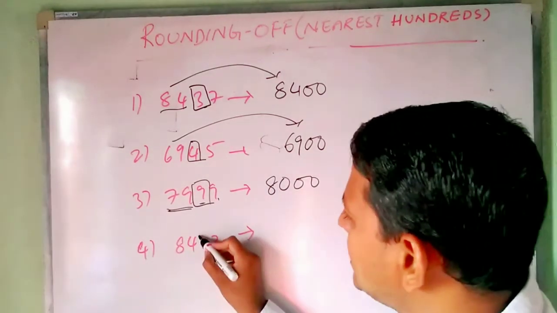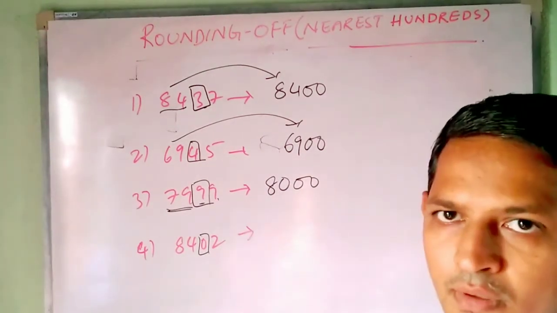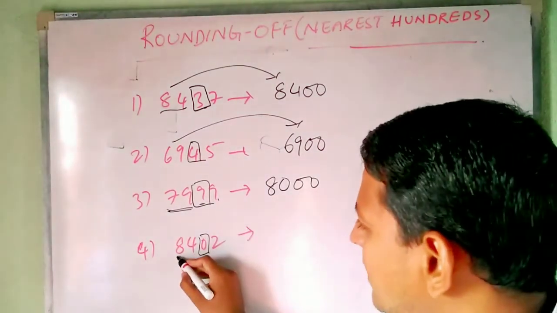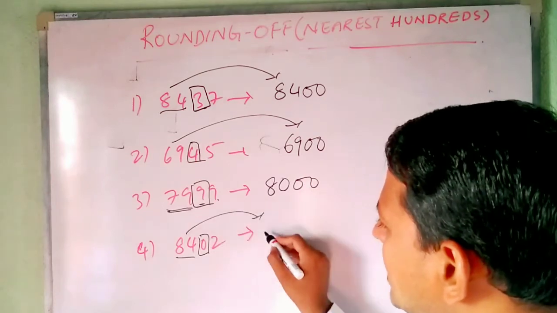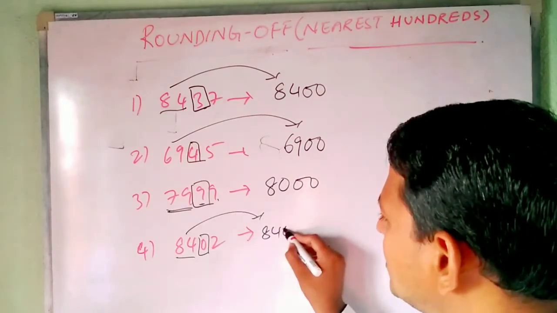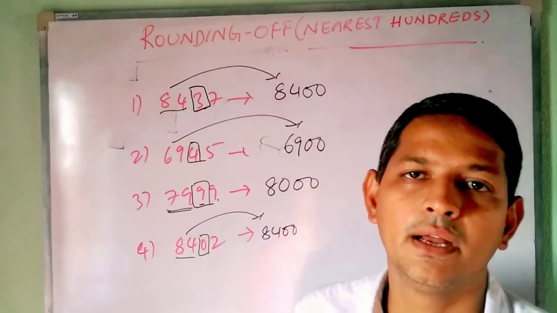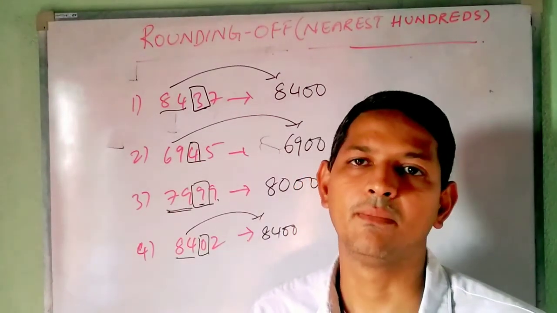Now 8402. What is the digit in tens place? It is 0, and 0 is less than 5. So the same number we write and place 2 zeros. This is how we write the nearest 100 for the number that is given.